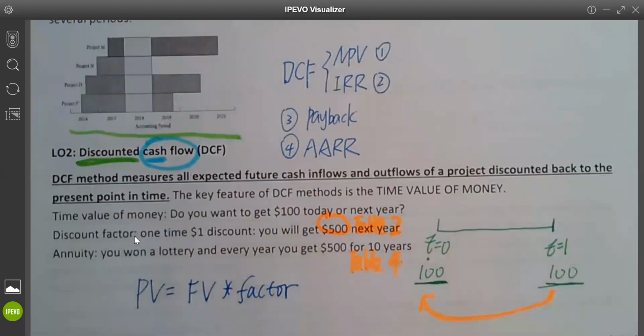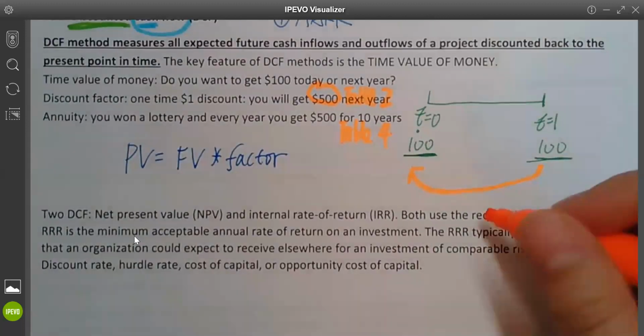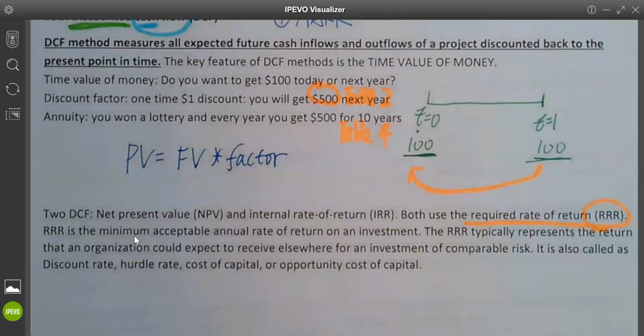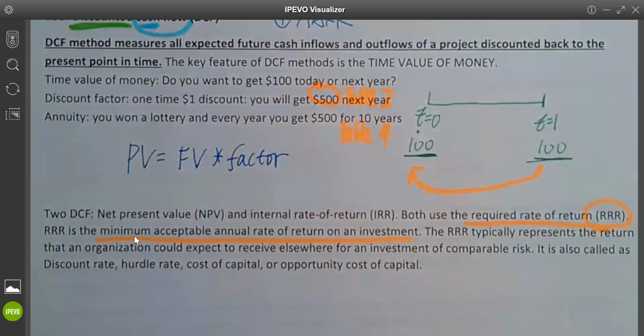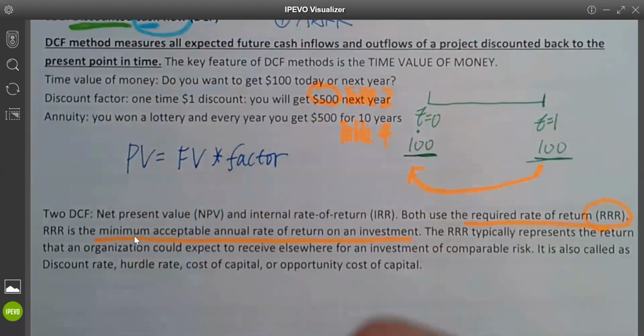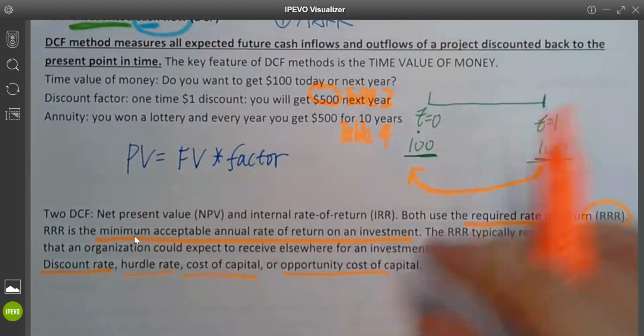As I keep saying, there are two specific methods. They are kind of like cousin siblings. One is net present value. One is internal rate of return. Both use the required rate of return, which is called RRR. This is the minimum accepted annual rate for the investment. We use that one to discount our future value. It is also called the discount rate, hurdle rate, cost of capital, opportunity cost of capital.